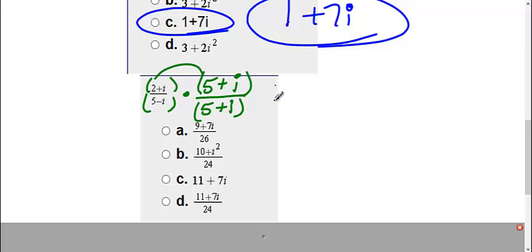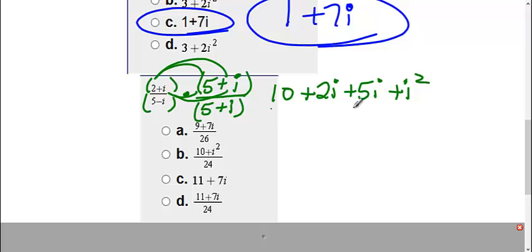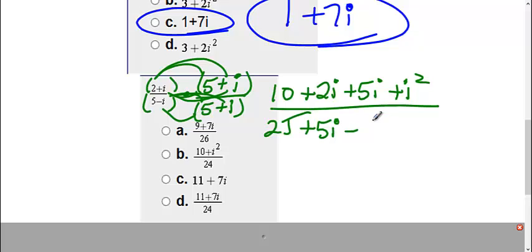2 times 5, I get 10. 2 times i gets 2i. i times 5 is 5i, and i times i is i squared. On the bottom, 5 times 5, 25. 5 times i, 5i. Negative i times 5, negative 5i. And negative i times i, negative i squared.